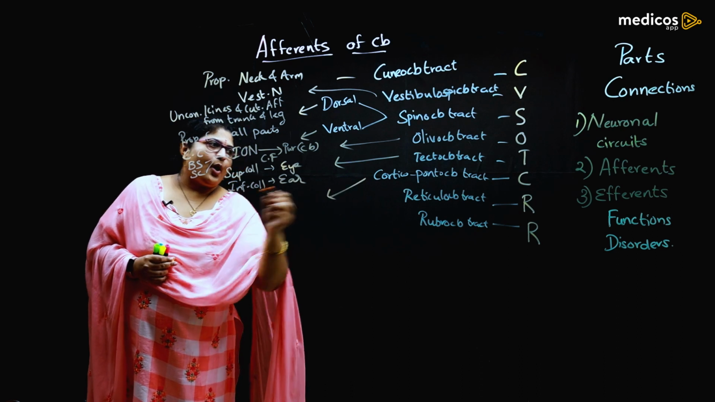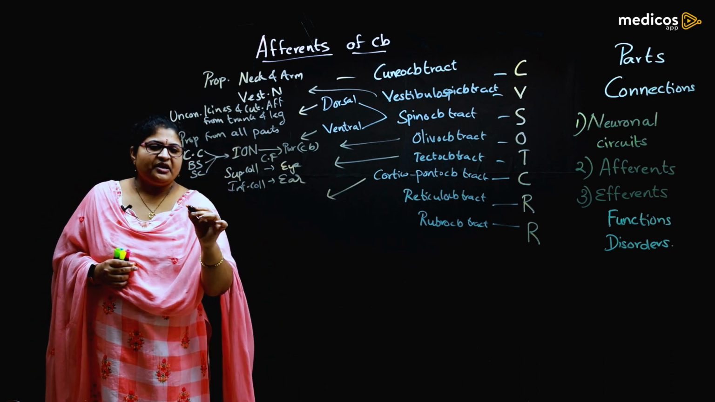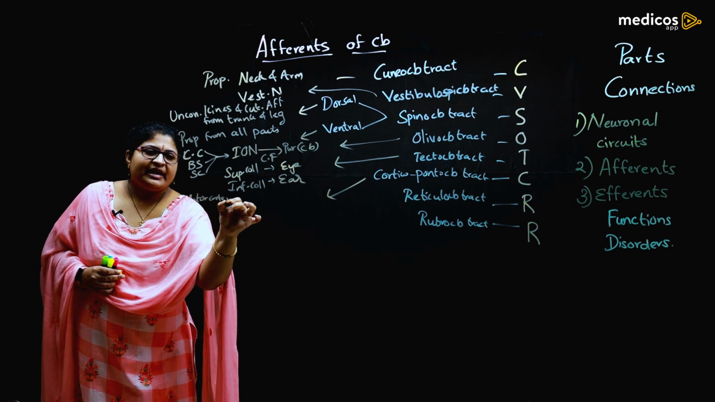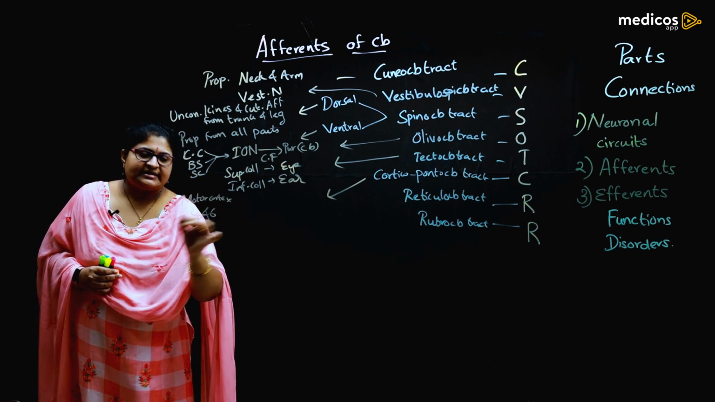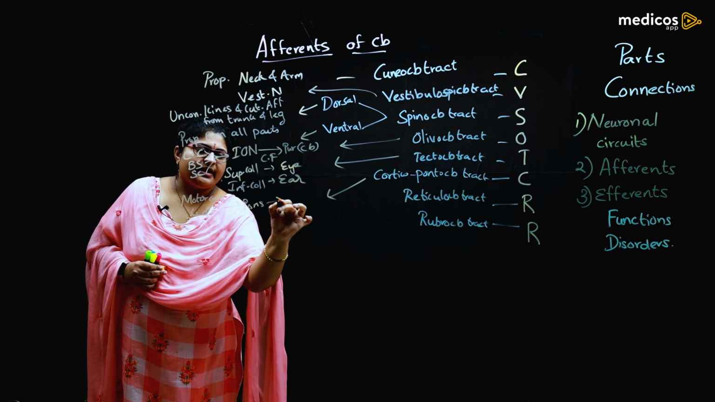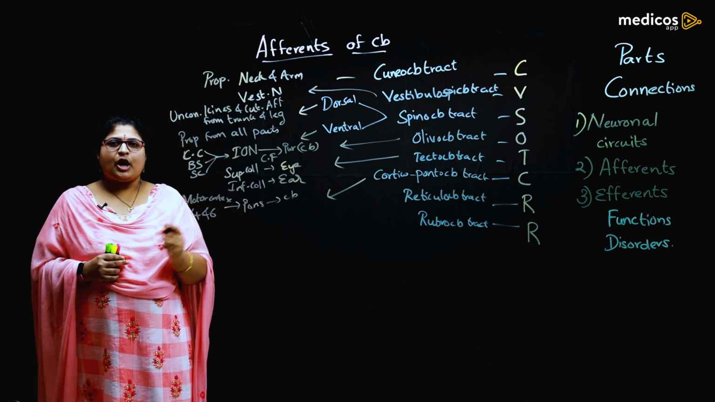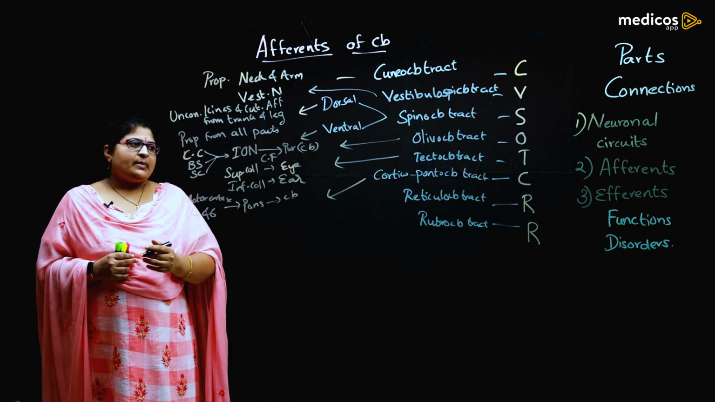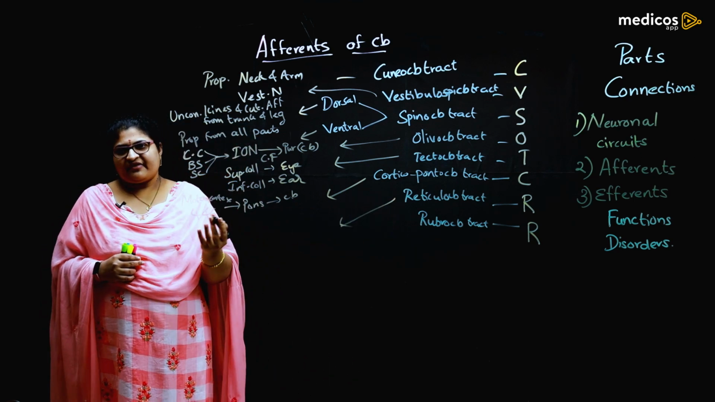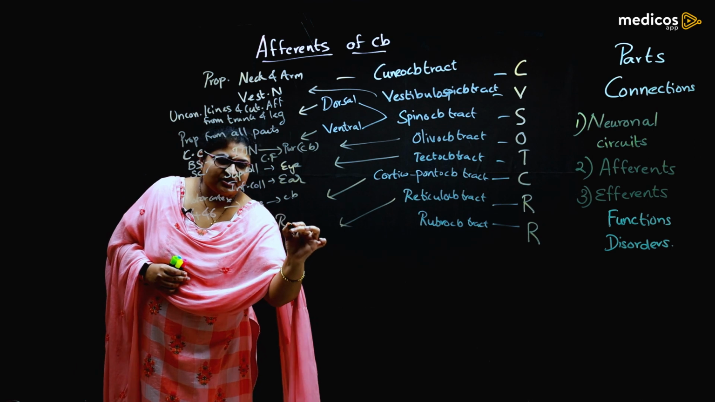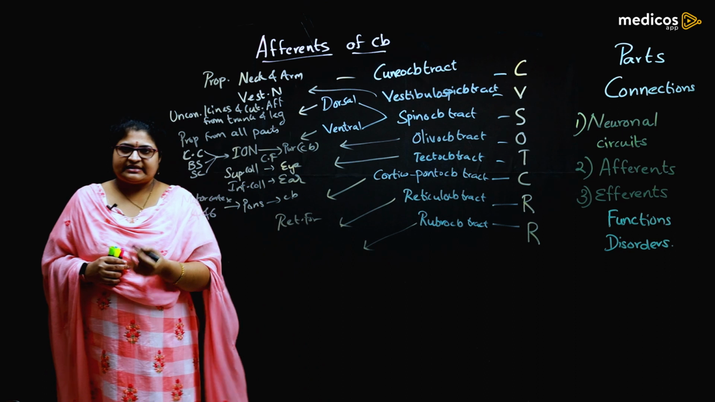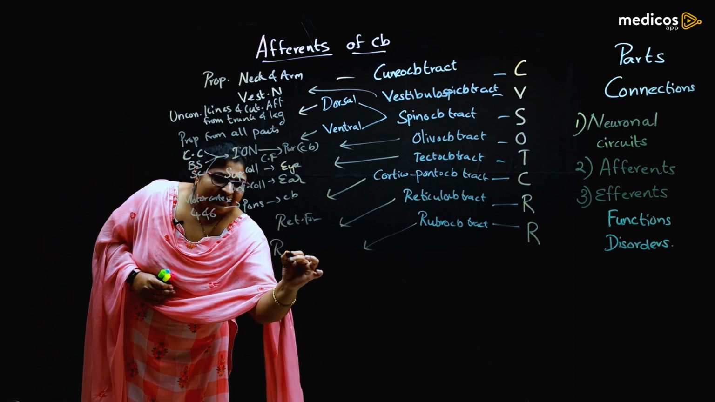And the cortico-pontocerebellar tract carries information from the motor cortex. What are the areas of the motor cortex? Areas number 4 and 6. The information from this cortex goes towards the pons and then towards the cerebellum in this cortico-pontocerebellar tract. And of course, the reticulocerebellar tract, the name itself indicates that it carries information from the reticular formation. And the rubrocerebellar tract carries information from the red nucleus.